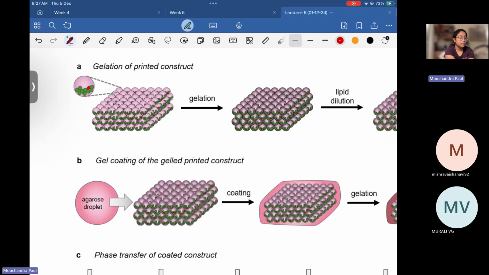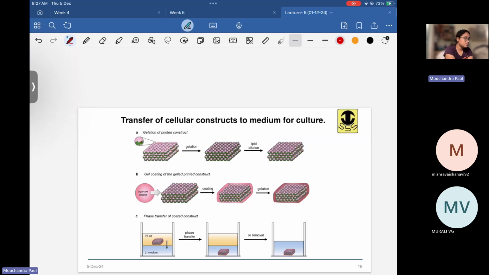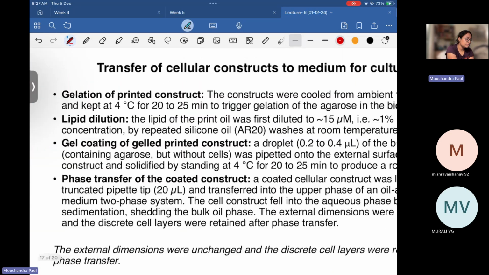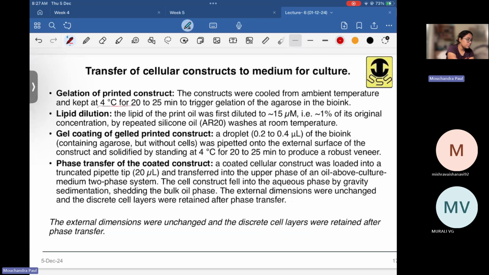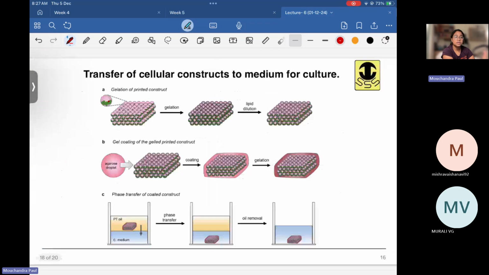They kept the construct in the oil bath at a very low temperature, 4 degrees Celsius, for 20-25 minutes, so that the agarose in the bioink would gel and form a gel. This increases the rigidity of the construct.